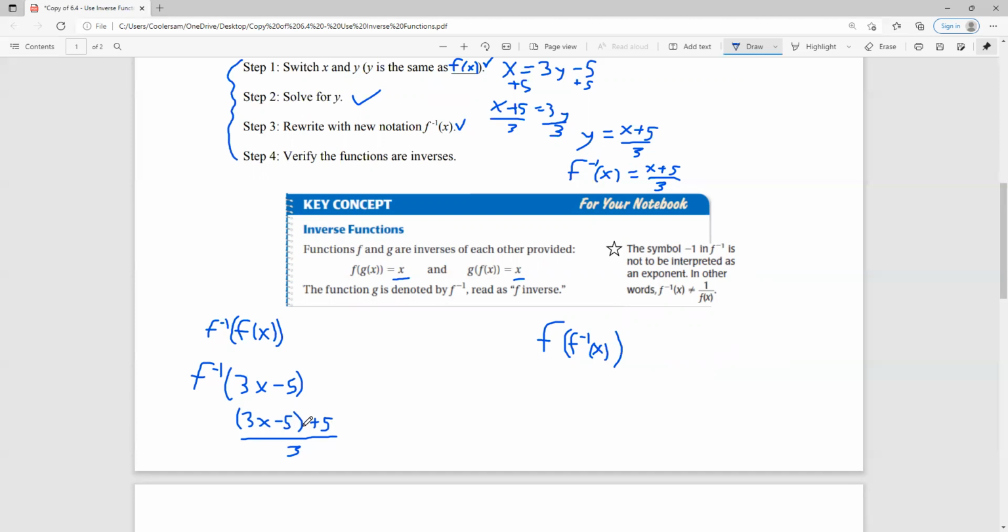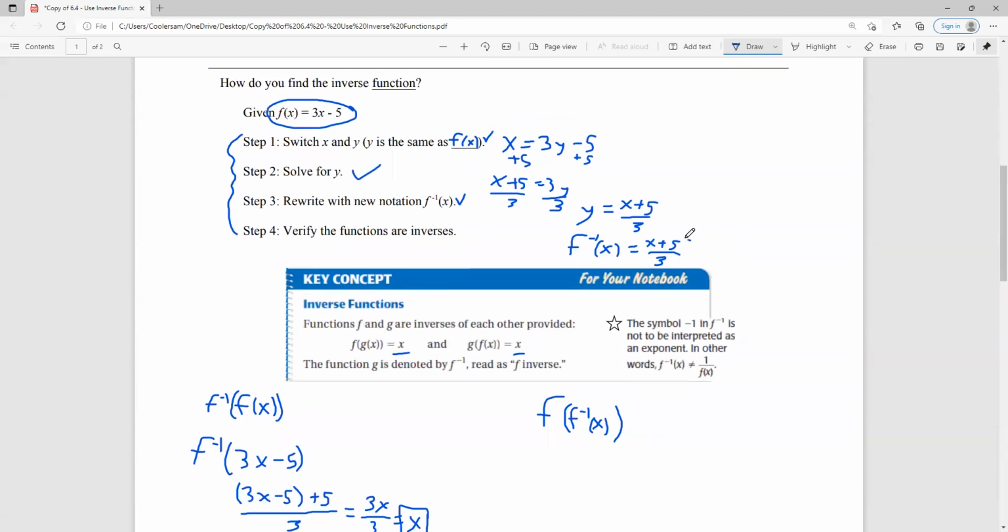All right, so up here, what's going to happen? Well, negative 5 plus 5 is just going to give you 0. So it's going to be 3x over 3. Then 3x over 3 is just equal to x. Hey, check that out. So we got an answer of just x. That's what we want to see. Now, so far it's looking good that this function that we came up with is an actual inverse of this function.